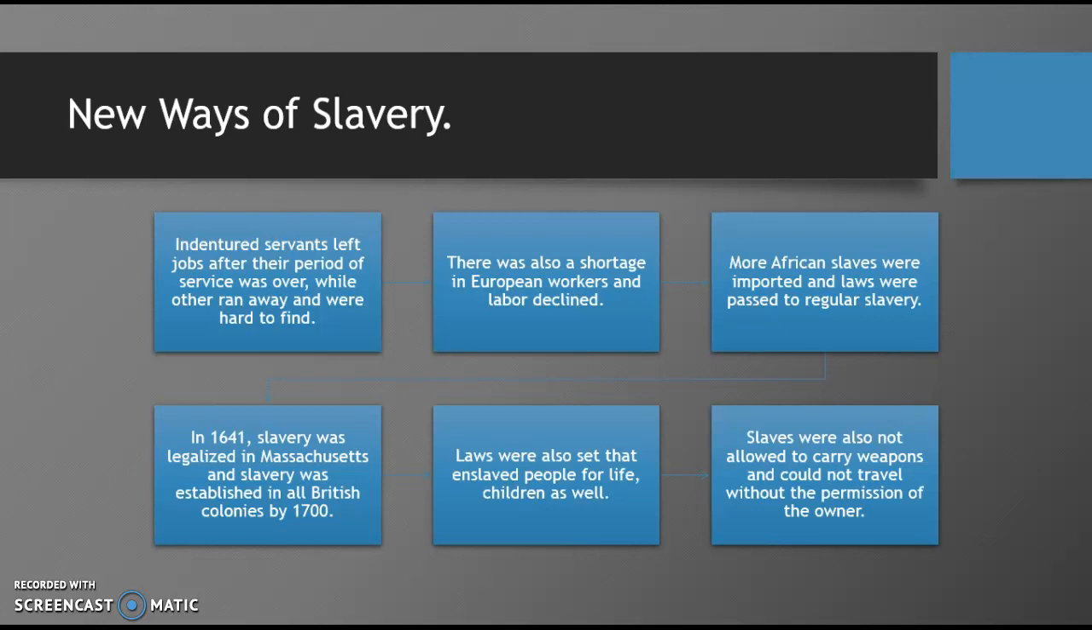Laws were also set that enslaved people for life, children included, and slaves were not allowed to carry weapons and could not travel without permission of the owner. So this is going to establish the beginning of American slavery as we think of it today in the New World.